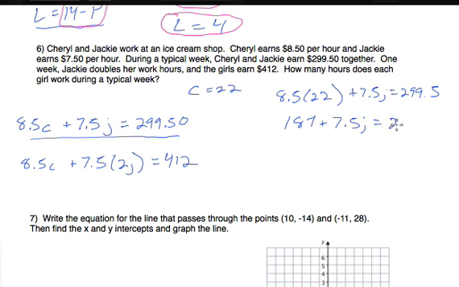187 plus 7.5J equals 299.5. And then I'm going to skip some steps here. That's 299.5 minus 187 divided by 7.5. And that gives us J equals 15. And there's our answer right there.